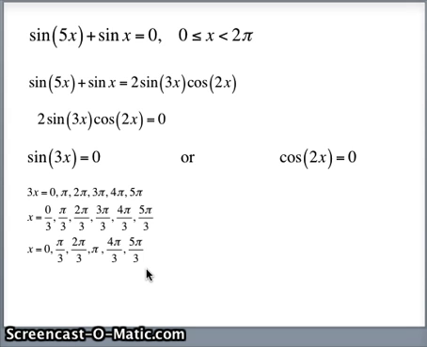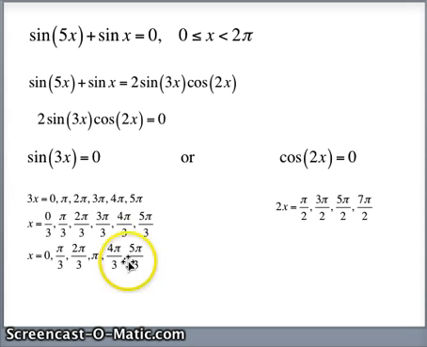Now looking at this one, cosine of 2x is 0. So when is cosine 0? And I'll need 2 revolutions. Cosine is 0 at pi over 2, 3 pi over 2. Then at pi over 2 plus 2 pi, and at 3 pi over 2 plus 2 pi. So what are those values? Pi over 2 plus 2 pi is 5 pi over 2. 3 pi over 2 plus 2 pi is 7 pi over 2.